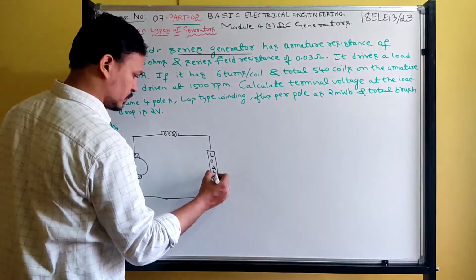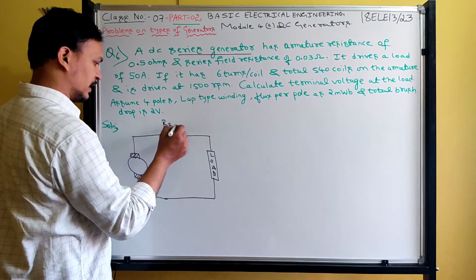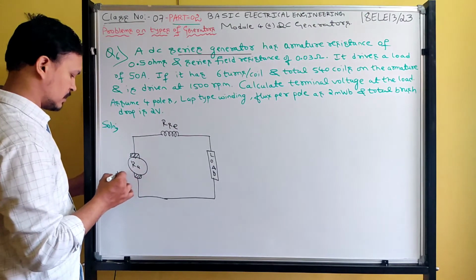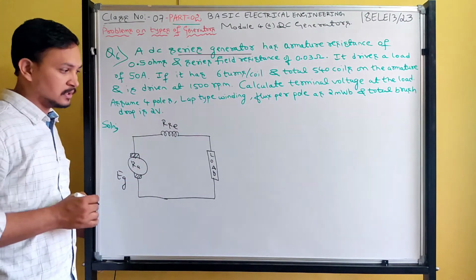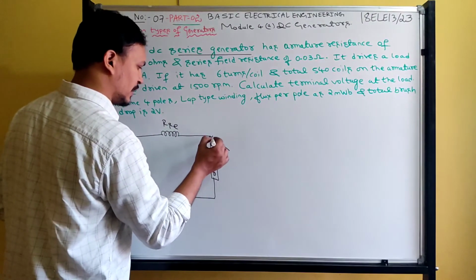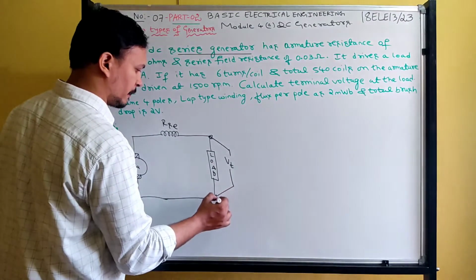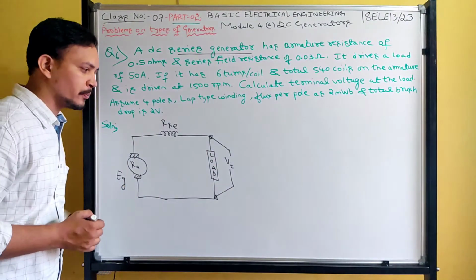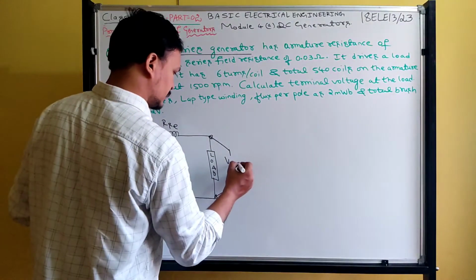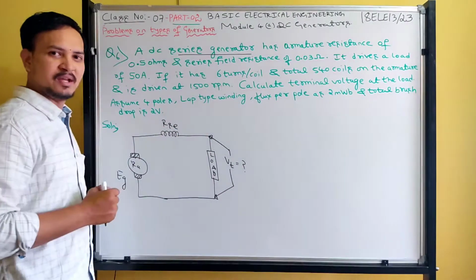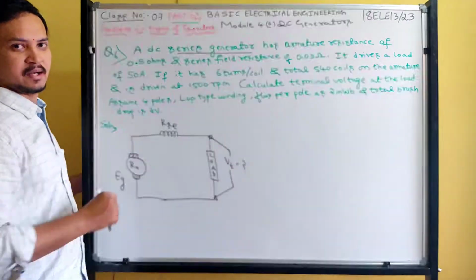So this is a load, and this is the series field winding resistance Rsc, armature resistance Ra, and generated voltage Eg, and the voltage available at the load point, that is Vt. Okay, the voltage available at the load point is Vt. So in this question they ask, what is the terminal voltage for the given generator.